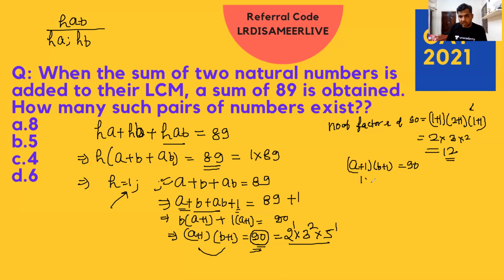If I take the first case, 1 into 90, you see that A here will be zero. This case will be eliminated because A cannot be zero. A and B have to be co-prime, right?